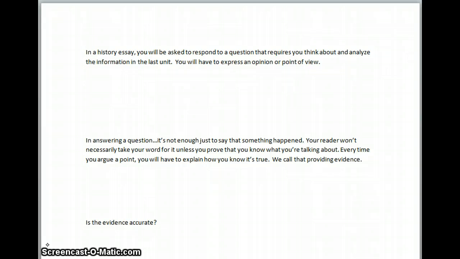In a history essay question, you're going to be asked to think about and analyze all the information from the unit that we've just studied, and you're going to have to express an opinion or a point of view. In other words, you're going to have an idea. I hope you can tell that that's a light bulb.